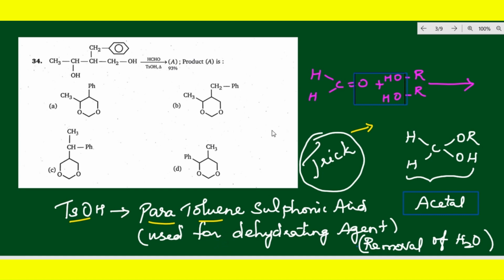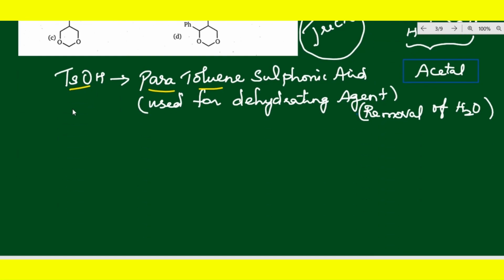So that is what happens here. Very simple way for you to understand. So formaldehyde combined with TsOH, para-toluene sulfonic acid, removal of water, you are getting acetal. So this is the general reaction. Okay, now in this point, what they are mentioning, CH3, CHOH. Okay, let me draw the structure for you.